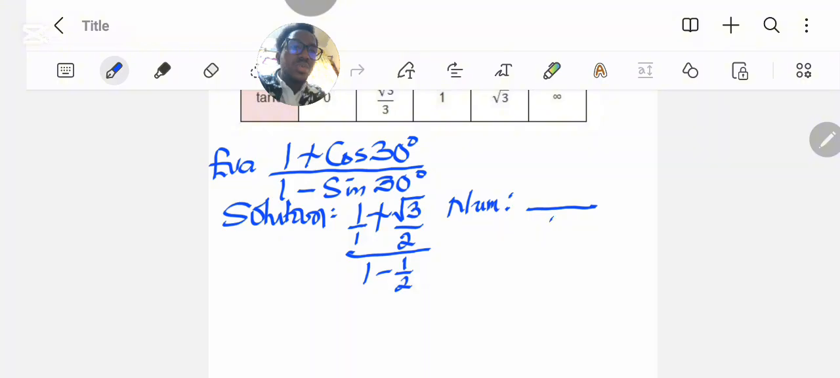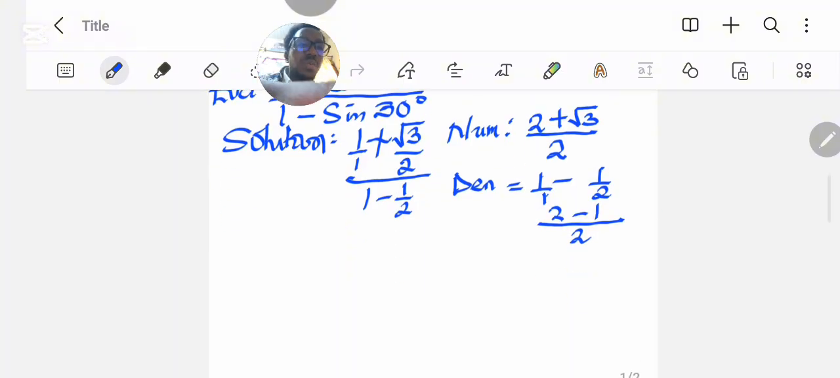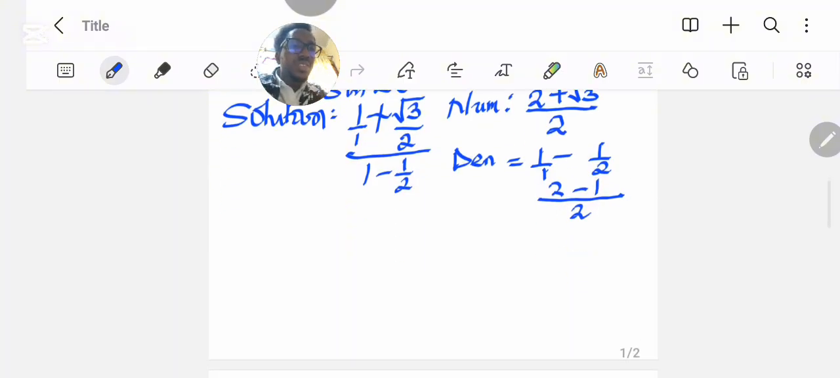The LCM of 1 and 2 is going to give us 2. 2 times 1 is 2, plus 1 times root 3 gives us root 3. Let's look at the denominator. The denominator is 1 minus 1 over 2. Same thing here, the LCM is going to be 2. 2 times 1 is 2, minus 1. This is going to give us 1 over 2.